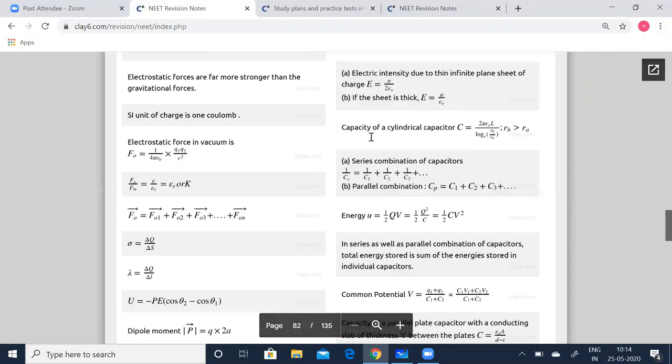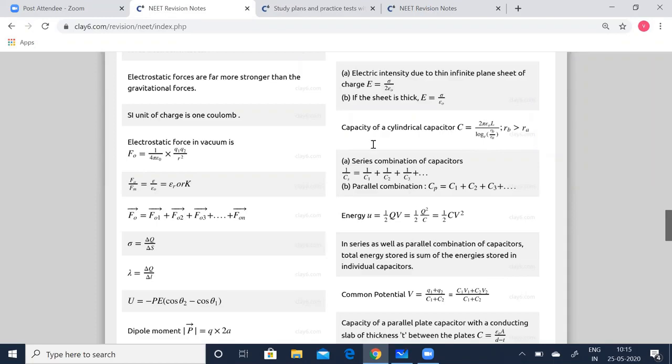Then the capacity of a cylindrical capacitor C is given by 2 pi epsilon 0 L divided by log of RB by RA to the base e, where RB is the radius with respect to point B and RA is the radius with respect to point A, where RB is greater than RA. You can also make it a ring cylindrical capacitor, where RB is the outer surface and RA is the inner surface.